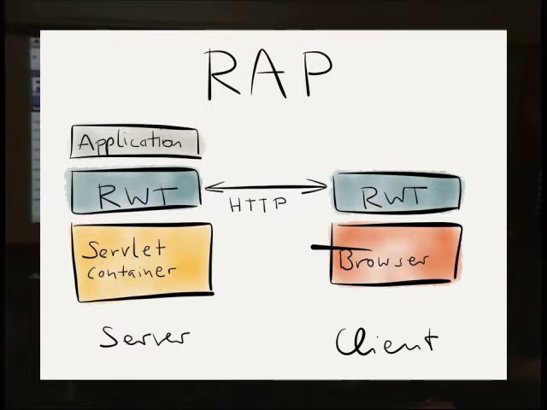And on top of that, we provide a library that's called RWT. That's the RAP Widget Toolkit. It has almost the same API as SWT, just a couple of things we cannot implement because they do not work in our way, but mostly it's SWT. So you can use applications that are written against SWT or RCP and just put them on top of RWT on the server. And RWT also has a client part.